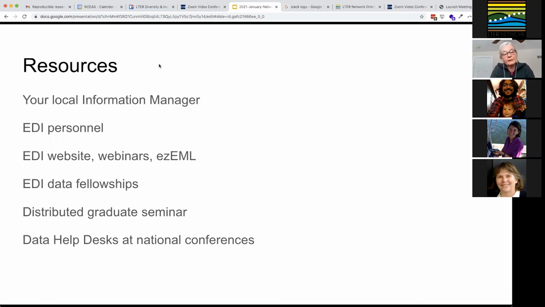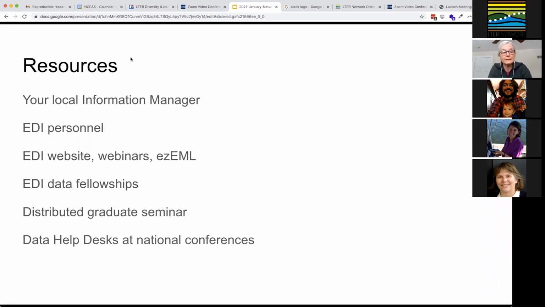We run an EDI data fellowship program. That's a summer program where people can apply to work with mostly certain field sites. Sometimes it's OBFS field stations that in pre-COVID times would host a data fellow. And then the fellows would help to archive at least one data set after going through a training that is run by EDI.